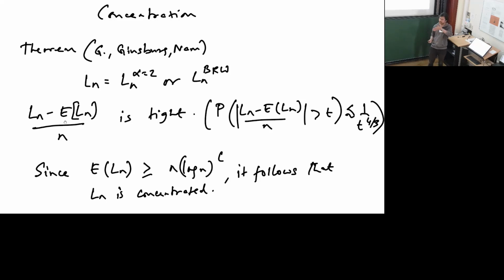So this proves that at least for the Poisson model at alpha equal to 2, it's concentrated. Whereas for alpha less than 2, it was not concentrated and the whole thing scaled like n to the 2 over alpha. Questions about the statements here?